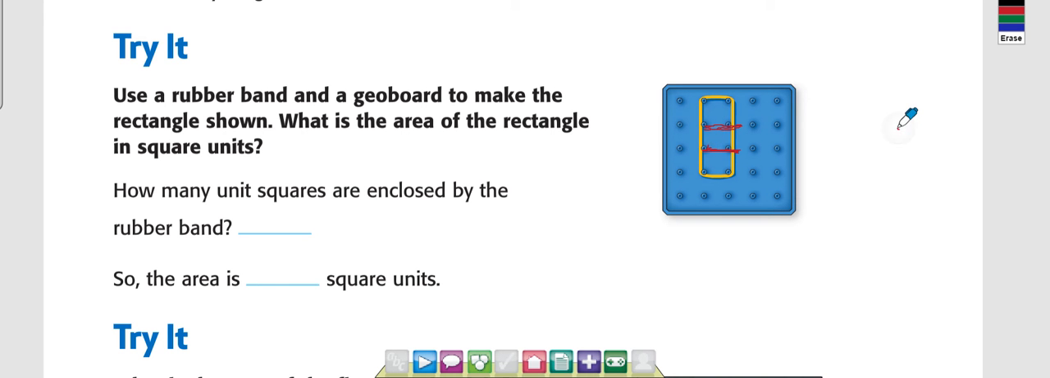So that rectangle was divided into how many sections? Three. So how many unit squares are enclosed by the rubber band? You just told me three. So the area is 3 square units. Each square that's inside is one. So it's basically just counting the squares, right?